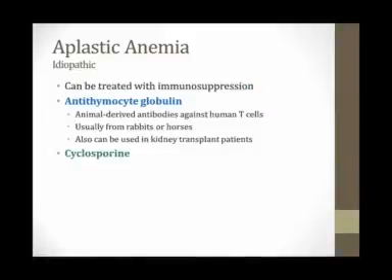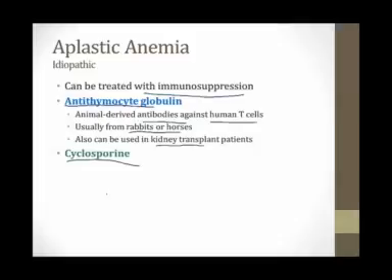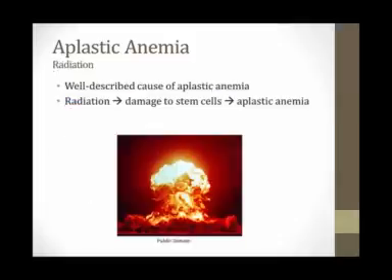Some of the evidence for an immune-mediated cause of aplastic anemia comes from the fact that there are two commonly used immunosuppressive agents which can treat aplastic anemia. The first one is called antithymocyte globulin. These are animal-derived antibodies against human T cells. Usually they come from rabbits or horses, and they can improve the symptoms of aplastic anemia. This medication is also sometimes used in patients who have received kidney transplants. And then the second drug that's sometimes used is cyclosporin, which I talk about in more detail in the immunology modules on immunosuppressants.